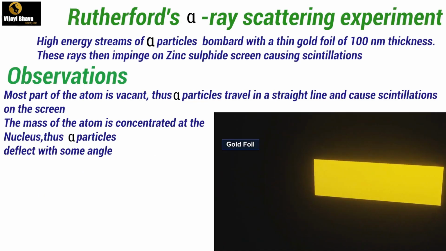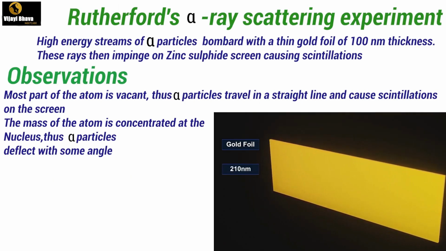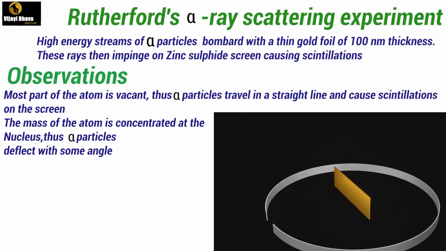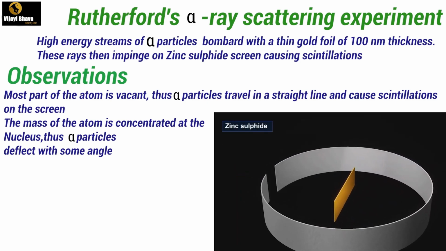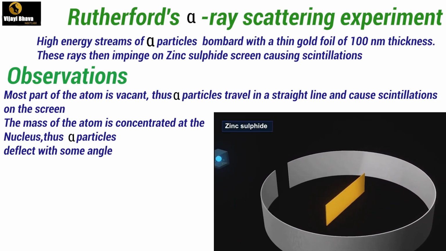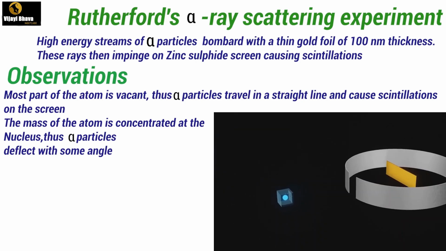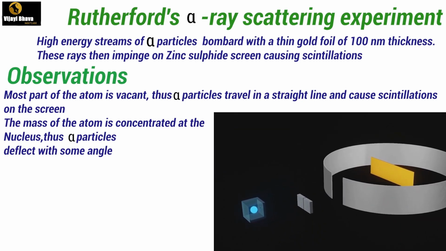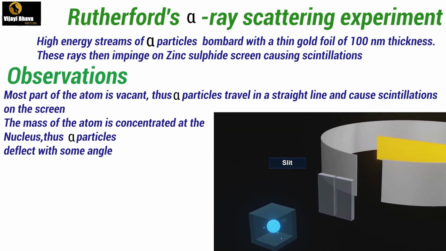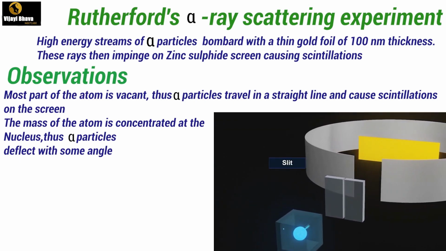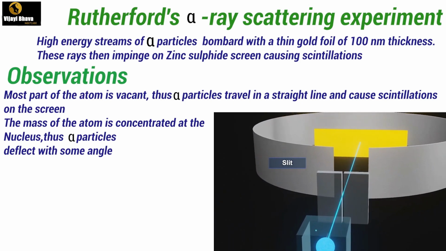It also does not have any experimental evidence. The next model of the atom was proposed by Rutherford based on the alpha ray scattering experiment. The alpha ray scattering experiment comes out like this. In Rutherford's alpha ray scattering experiment, a high energy stream of alpha particles is bombarded at a thin sheet of gold of 100 nanometer thickness. These rays are then incident on a fluorescent zinc sulfide screen causing scintillations.